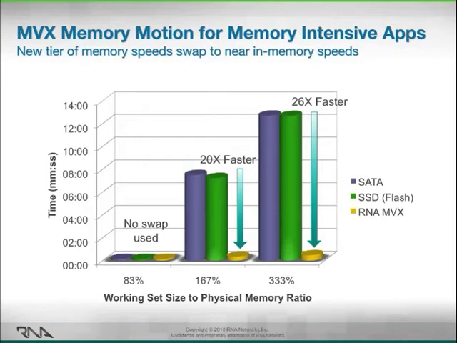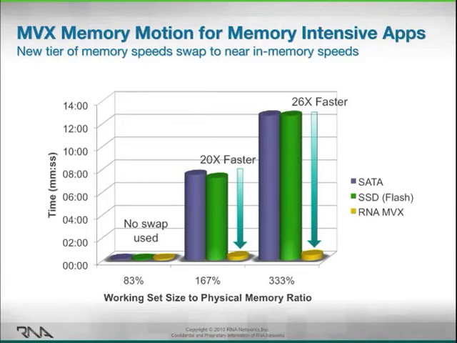You can see here that the performance in gold of the application running on top of MVX roughly stayed the same, whereas if the application started to swap, it ran roughly 20 times slower. And this was true with either SATA disk or with flash drives. Again, flash drives do not perform well in this scenario simply because of the write performance.